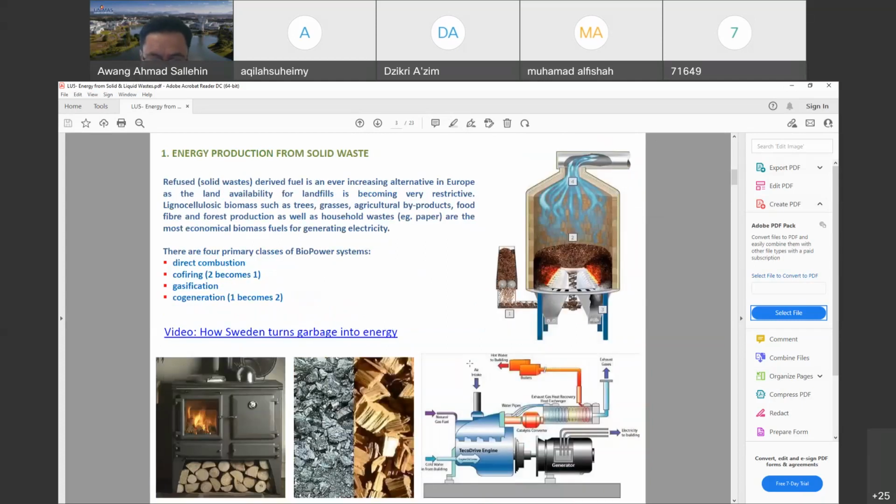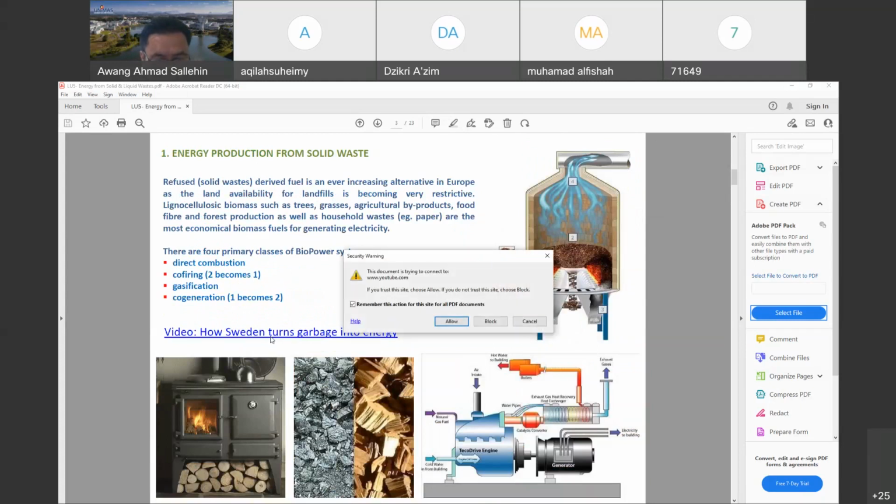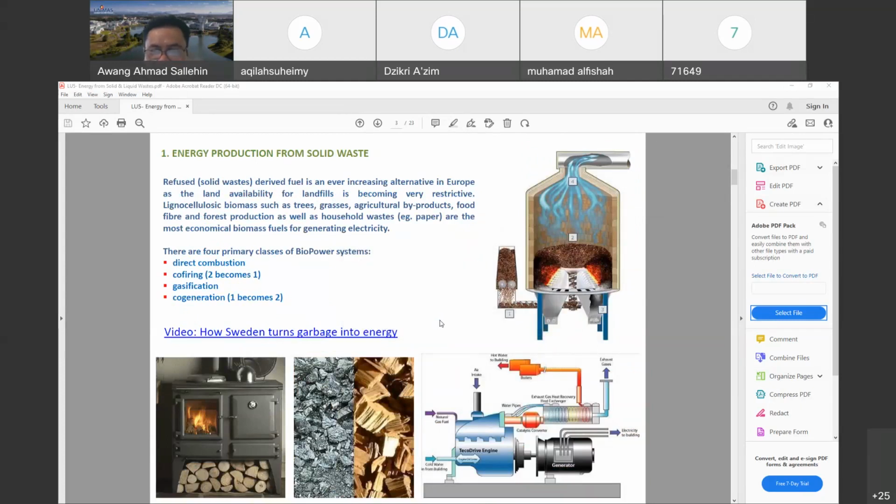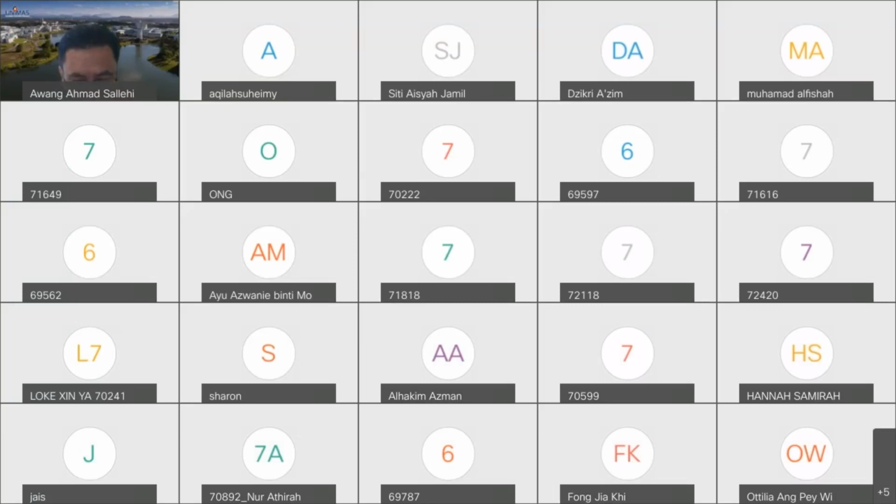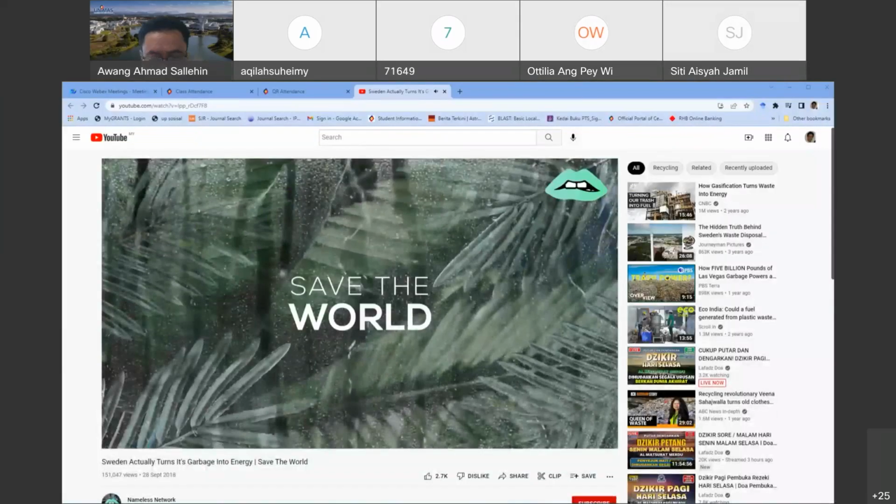Maybe we can have a look at how a European country, specifically in this video, Sweden, converts garbage into energy. So let's have a look. You might not be able to see this. Hang on. I'm just going to stop sharing this for a while. I'm going to share the video. Can you all see the video?